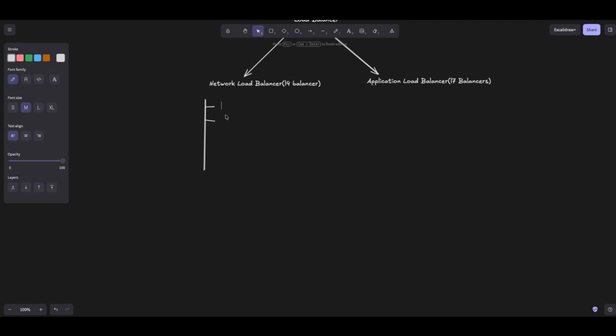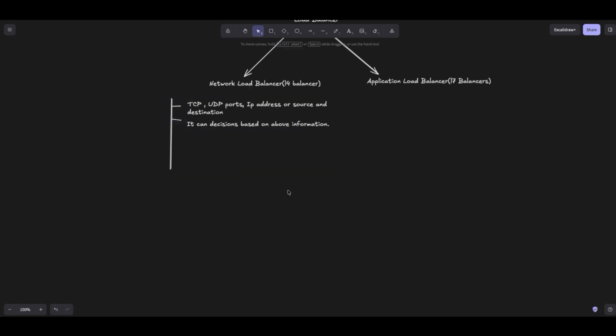So network load balancers generally have information about ports such as TCP, UDP ports, and the IP address of source and destination. And based on this information, they can take decisions. And what kind of decision does a load balancer take? An L4 load balancer usually takes information such as TCP, UDP ports, and the IP address of the source, and then they route based on this information.